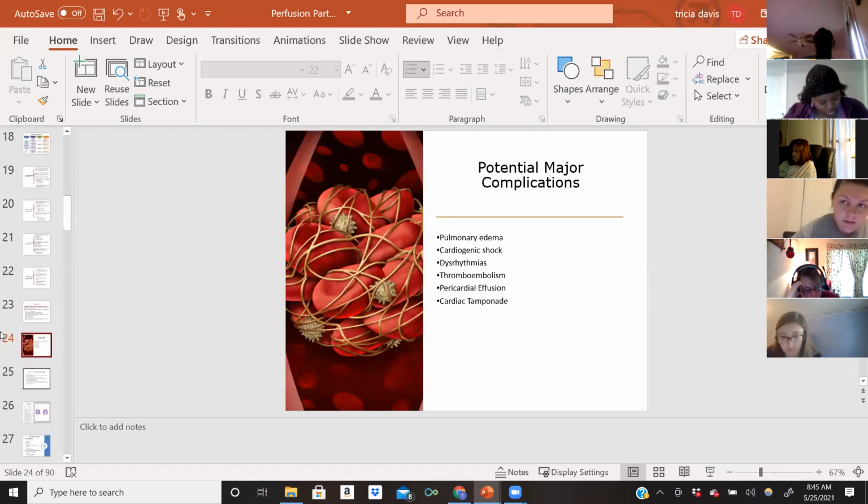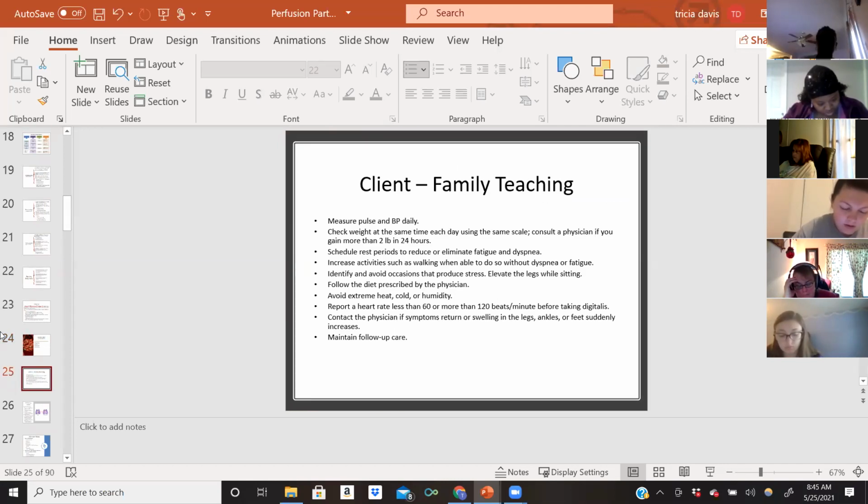So potential major complications of heart failure, we can see pulmonary edema, we can see cardiogenic shock, dysrhythmias. We're going to talk about cardiogenic shock later in this lecture. Thromboembolism, pericardial effusion, and then cardiac tamponade. We talked about these a couple lectures back. So client and family teaching. So not only are we teaching our clients, but some of our clients are cared for by their family members. So we also need to teach our family members as well.